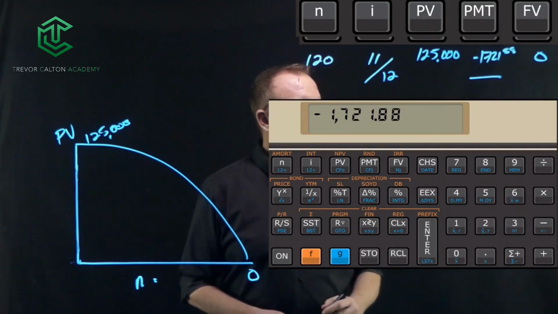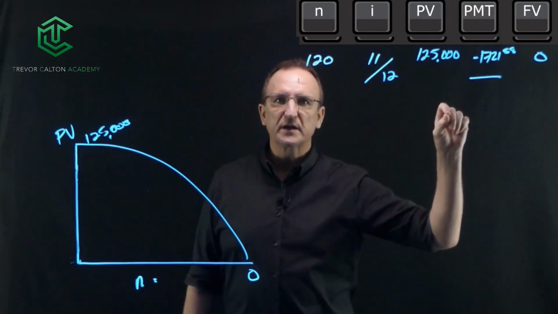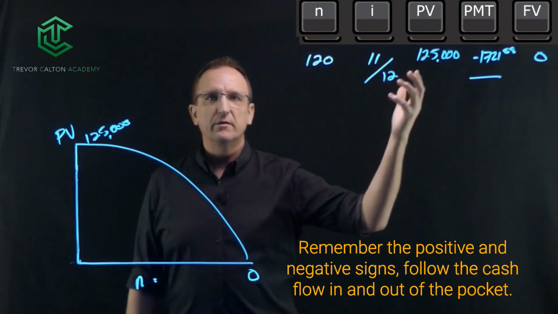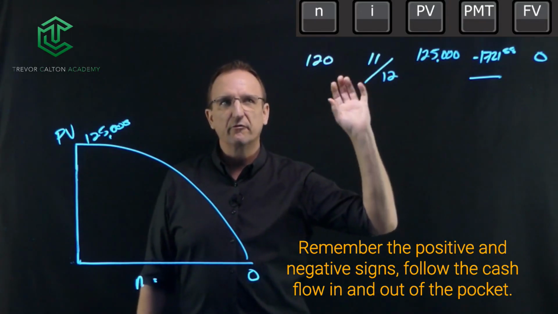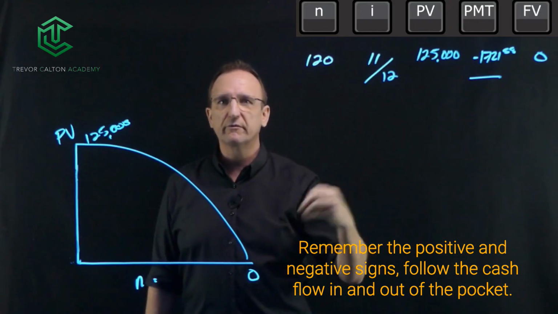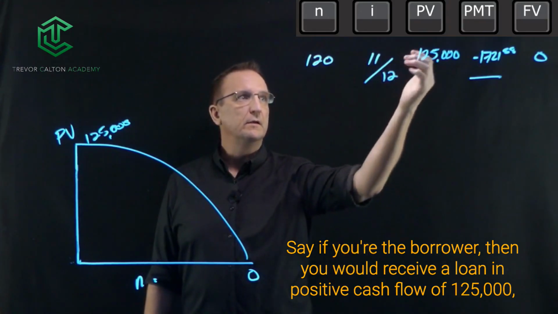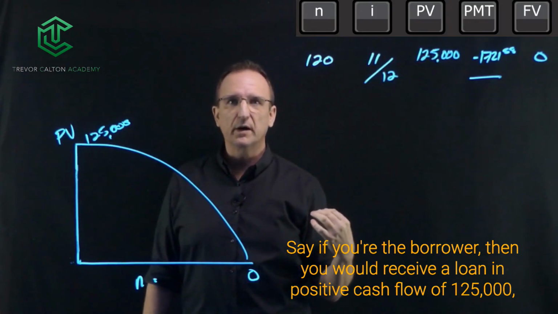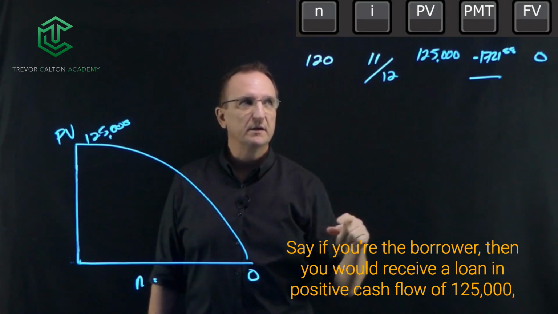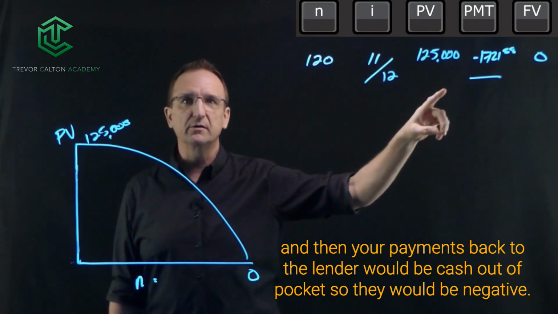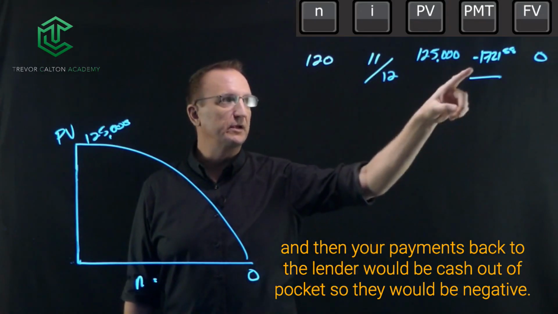$1,721.88. Now notice that the payment comes out negative, and remember, the positive and negative signs follow the cash flow in and out of the pocket. Say, if you're the borrower, then you would receive a loan in positive cash flow of $125,000, and then your payments back to the lender would be cash out of pocket, so they would be negative.